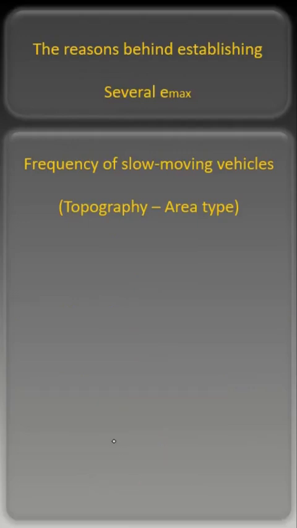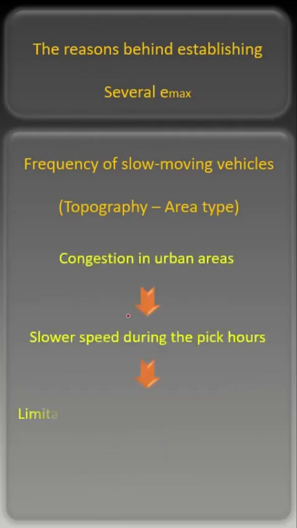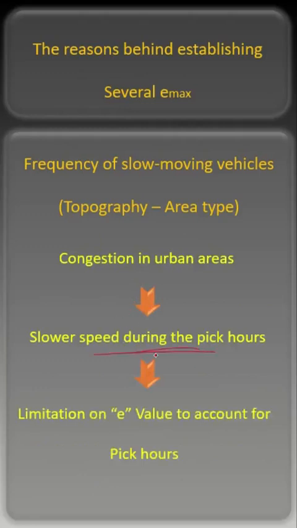Congestion and roadside development in urban areas also makes drivers adopt a lower speed than design speed in some hours during the day, which calls for using lesser superelevation rates. These are another reason for establishing different maximum superelevation rates instead of a single rate, and also highlights the role that topography and area type play in picking the right maximum superelevation.